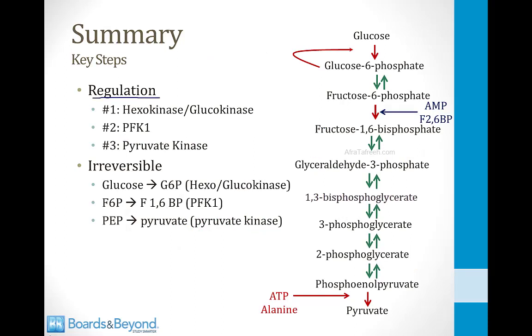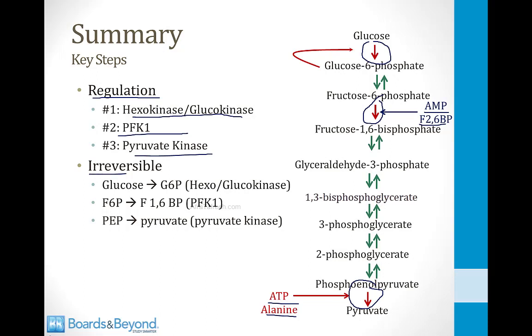Glycolysis is regulated in 3 places, and these 3 places are the irreversible steps. Hexokinase and glucokinase work right here, and that's an important regulatory step for glycolysis. Phosphofructokinase 1 works right here. It is activated by AMP and fructose 2,6-bisphosphate, as I described before. And the third irreversible step is the conversion to pyruvate by pyruvate kinase. This is inhibited by ATP and alanine, as I discussed before.